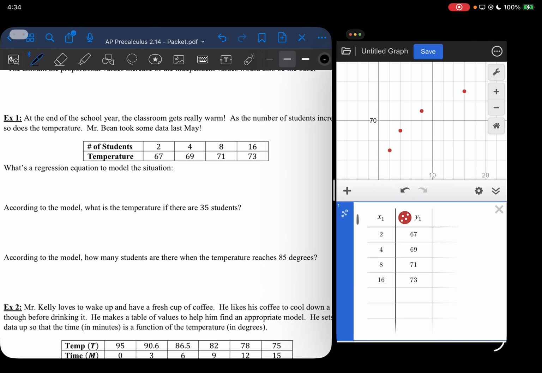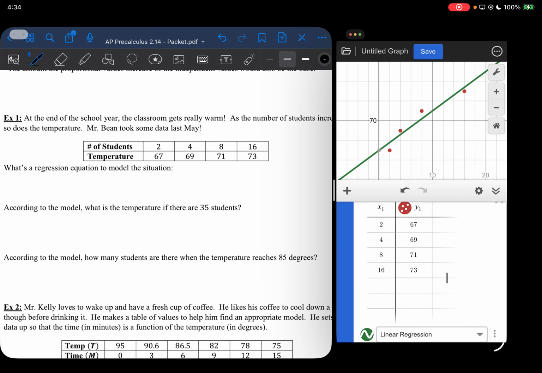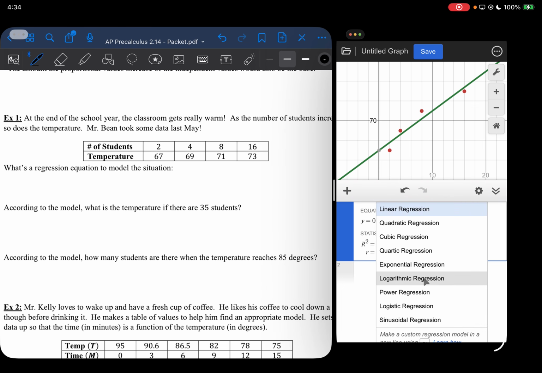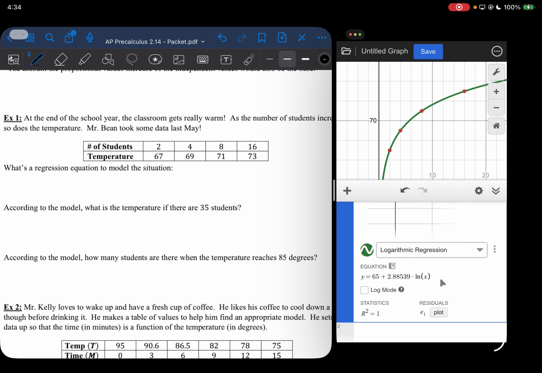Now we want to use Desmos to give us what that regression equation would be. Right now it's giving us a linear regression, so I click the drop down and select logarithmic. Now, it will always give it to us as log base e, using the natural logarithm. So we have 65 plus 2.88539 times ln of x.